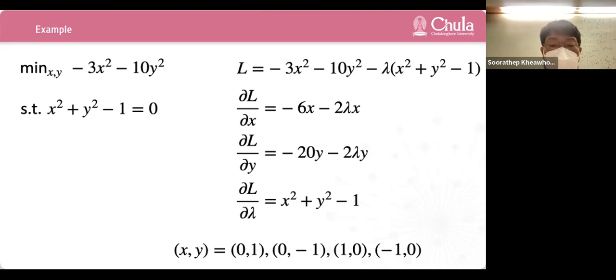You can solve it, right? From the first one, you see minus 6x minus 2 lambda x. You can move the common x out, and then you can guarantee that x must be 0 or the rest term, minus 6 minus 2 lambda, becomes 0. Then you can find lambda at that point, and then you can find the y.